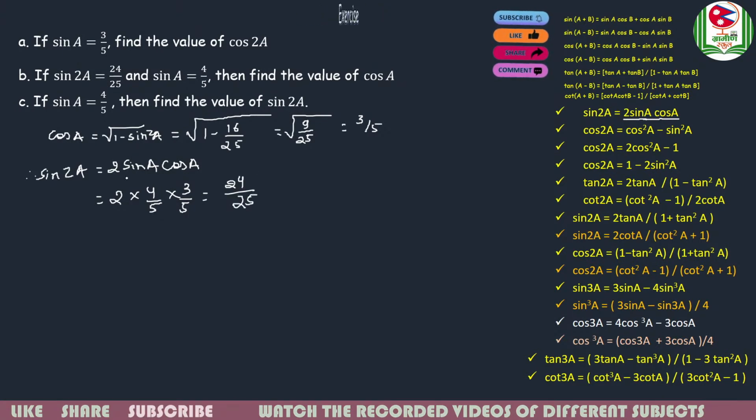So here you can see that in B we were given sin 2A and sin A, and we obtained the value of cos A. And this C is just the same as B. In C we are given the value of sin A, but we have to find out the value of cos A. And after getting the value of cos A, just put the value of sin A and cos A and obtain the value of sin 2A. So in this way we can easily find it. So let's see the next one.